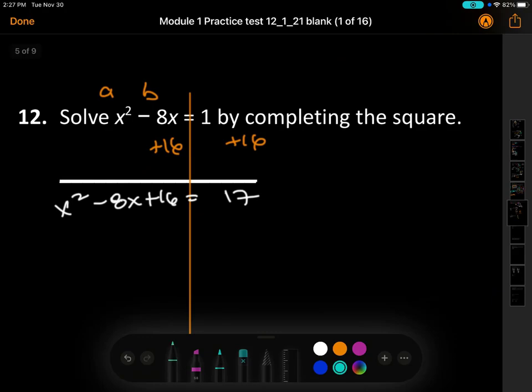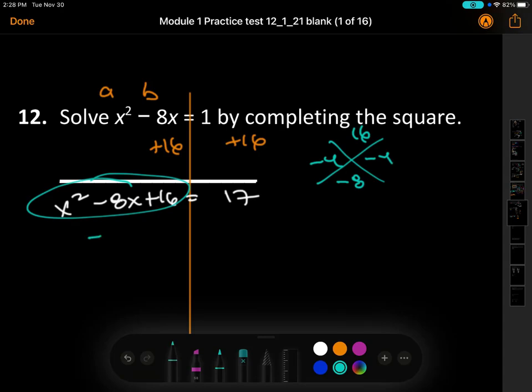And the reason why we did that is so that we could factor this part. A times c is 16, b value is negative 8. My two numbers are negative 4 and negative 4.